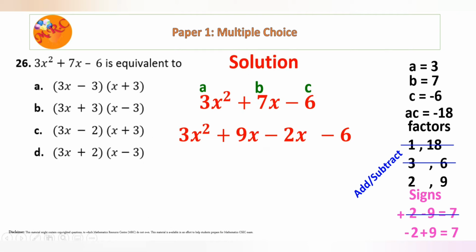I'm going to factorize my first two terms here and then factorize my next two terms there. Okay, so looking at the first two terms, what's the highest number that can be divided into 3 and 9 without leaving a remainder? That's 3. And looking at my variables, x is the only variable there and it's common to both. So x is going to be a part of my highest common factor.